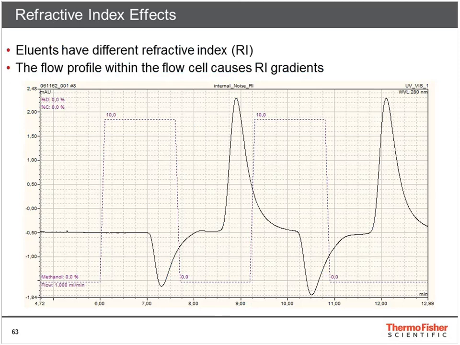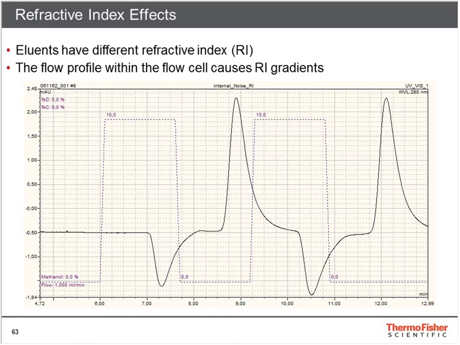In this example, the gradient is quickly changed from 0 to 10% of methanol in water. There's no sample. Everything is caused by refractive index changes in the flow cell. Eluents have different refractive index, and the flow profile within the flow cell causes refractive index gradients. These gradients function like lenses and change the direction of the light, which partly hits the walls and is absorbed. The consequence is absorption similar to peaks. You can get negative peaks.